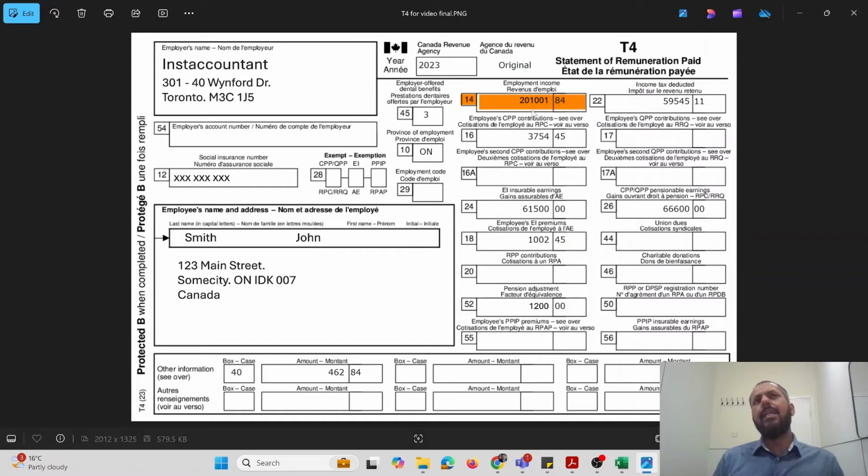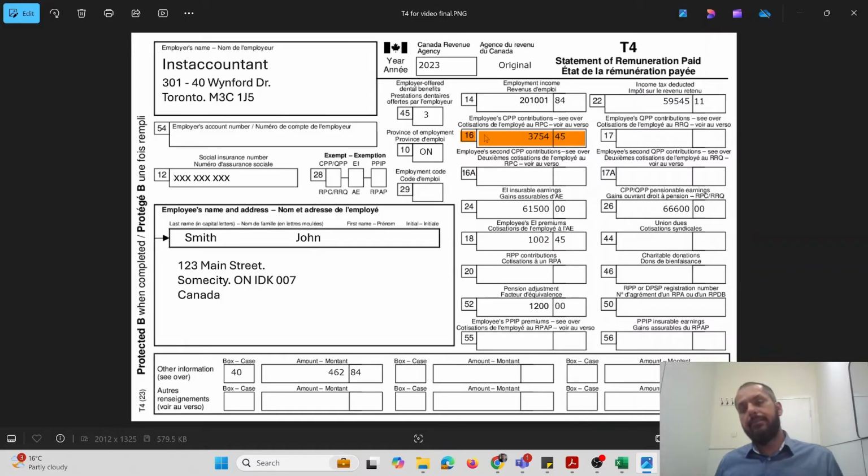But you might say, I didn't get $100,000 in my account. Yes, you did not, because of certain deductions. And what were those deductions? Those are the ones we are going to talk about now. So that $100,000, when you got that job, is going to show up over here in box number 14. The next box is 16. This is related to CPP contributions. Everyone has to contribute to the Canada Pension Plan.